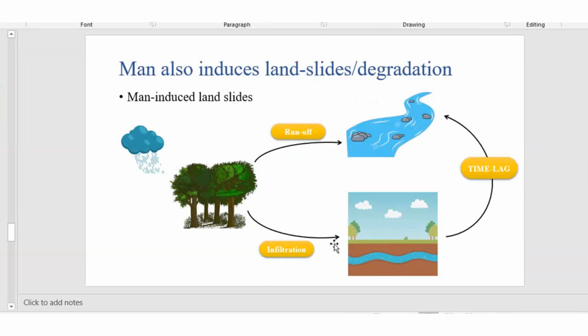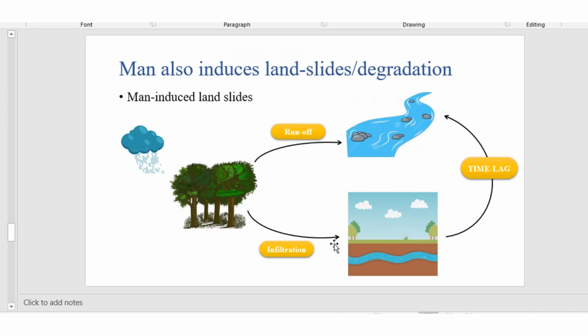ensures that there is gradual release of this water into the water bodies. So there are no extreme dry conditions. But when at one go this water enters into the water body, then in excessively dry conditions there is lesser availability of water, there is scarcity of water. And this is why we switch to options like irrigation or generation of power using these artificial resources. So this is how deforestation or land degradation is affecting the natural calamities that we see.